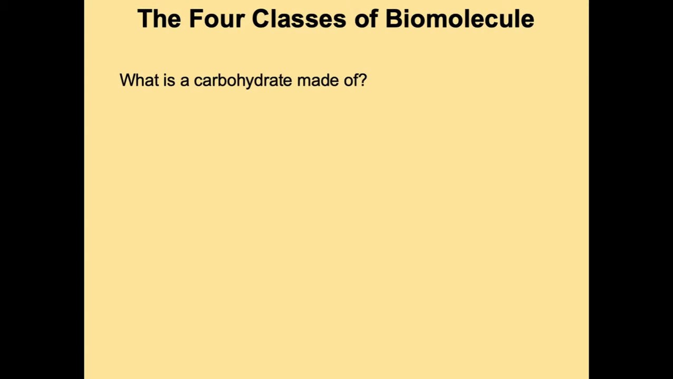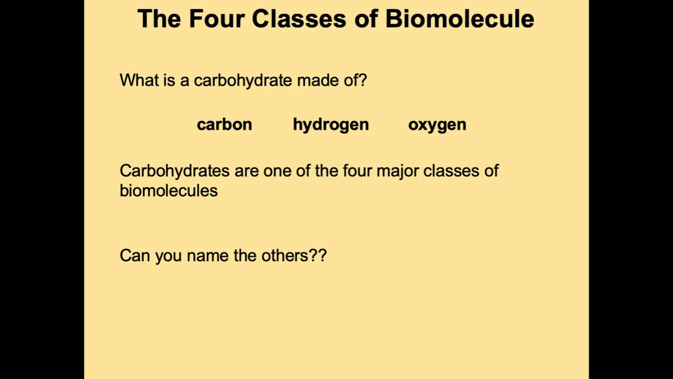So what is a carbohydrate made of? Well, as the name suggests, it's made of carbon, and it's hydrated carbon, so we have hydrogen and oxygen. Carbohydrates are one of the four major classes of biomolecules. And here's a quick question for you: can you name the others? Of course, the others are proteins, lipids, and nucleic acids. Lipids you'll probably cover later in the course. Nucleic acids you should already know about, and we'll cover a little bit more in depth about proteins again later in this course.